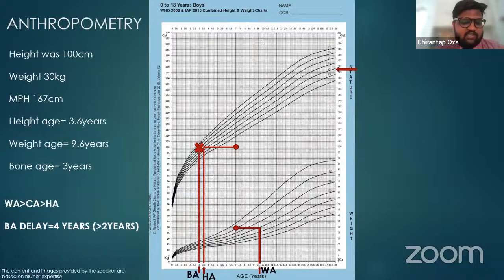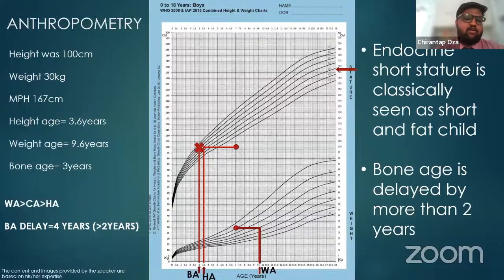So weight age is more than chronological age, which is more than height age, and a delay in bone age of more than 2 years. This is more likely to be an endocrine cause of short stature. So endocrine short stature is classically seen as a short and fat child with delay in bone age of more than 2 years.